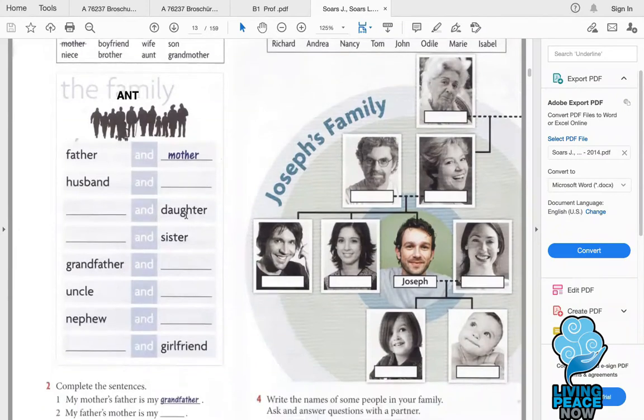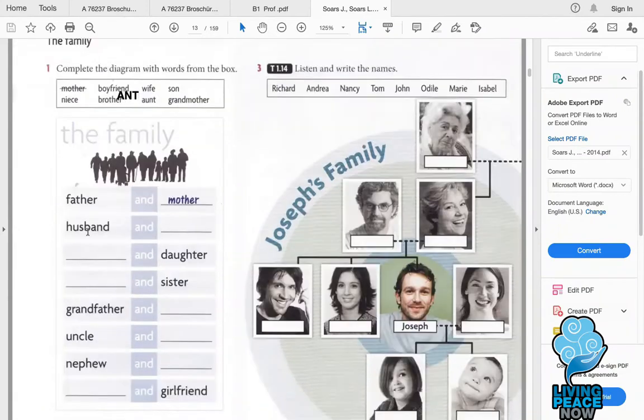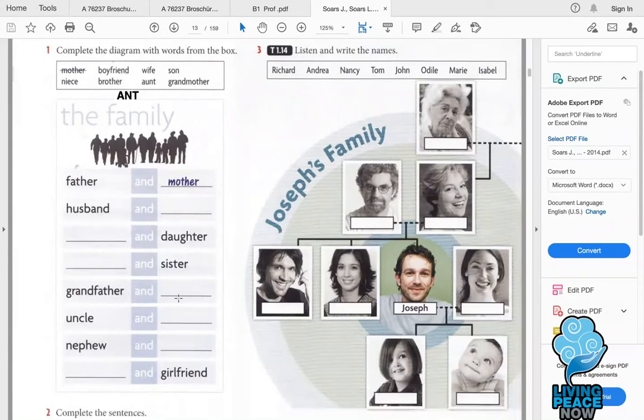And then we have daughter and son. Okay. Sister and brother. Okay. Grandfather and grandmother. Okay. Uncle and aunt. Yes, true. Nephew and niece. Great, yes. And girlfriend and boyfriend.